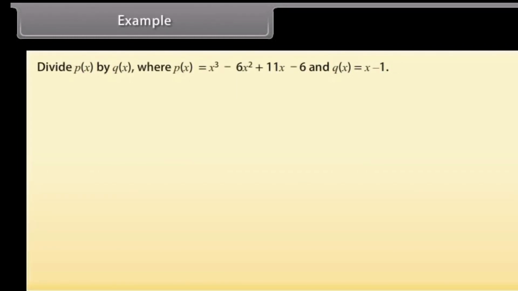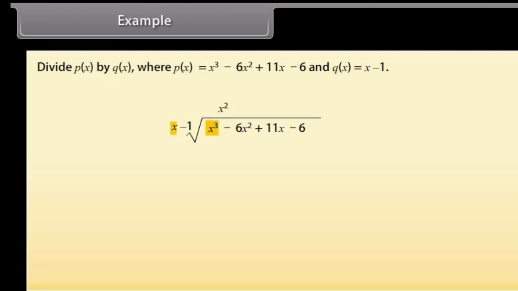Example: divide p(x) by q(x), where p(x) is equal to x cubed minus 6x square plus 11x minus 6 and q(x) is equal to x minus 1. We can write it this way also. The next step is to divide the first term of the polynomial. The first term should be the one with the highest power by the x part of the factor. In this case, you divide x cubed by x to get x square, which you then write at the top of the division bar.